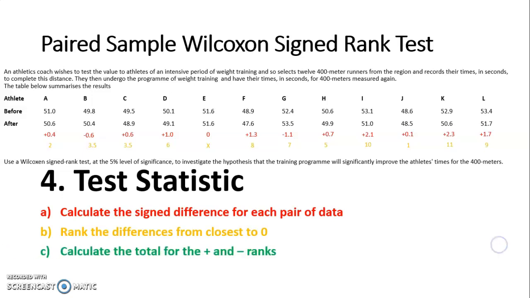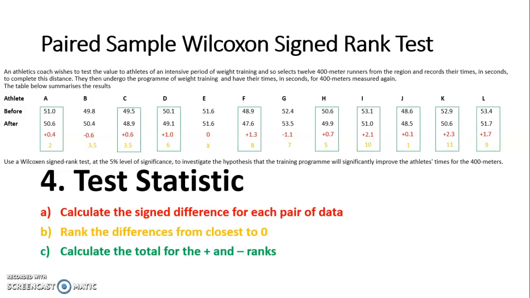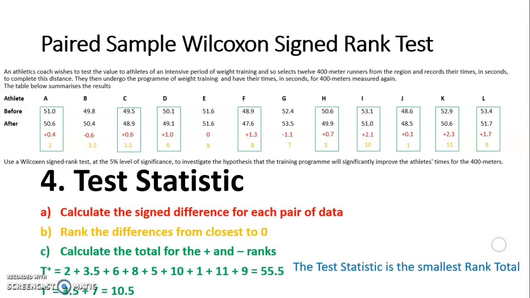Then the third step is I need to calculate the total of the positive and the negative ranks. Personally, I choose to highlight or circle the positive ranks just so I can quickly and easily identify the difference between the two. So as you can see, I've just circled all of those athletes who have a positive rank, and I now know I need to add up 2, 3.5, 6, 8, 5, 10, 1, 11 and 9, which gives me 55.5. Then for my negative ranks, I rank whatever's left over, so 3.5 and 7 to give me 10.5. My final step then is to find the test statistic, which is the smallest rank total, and for this one it is 10.5.